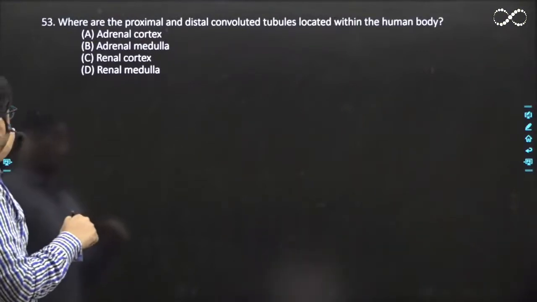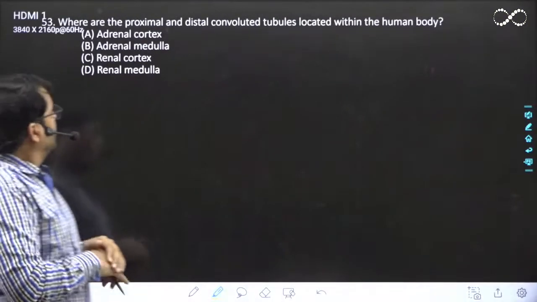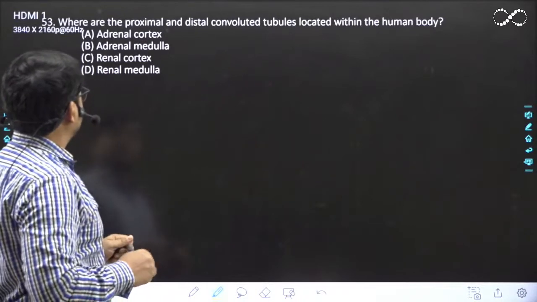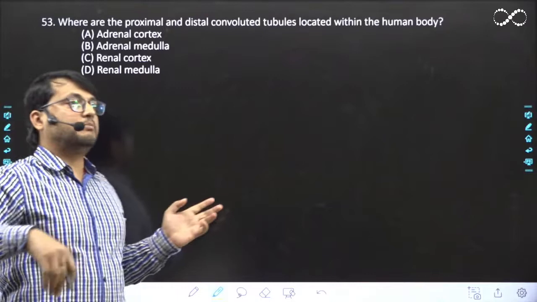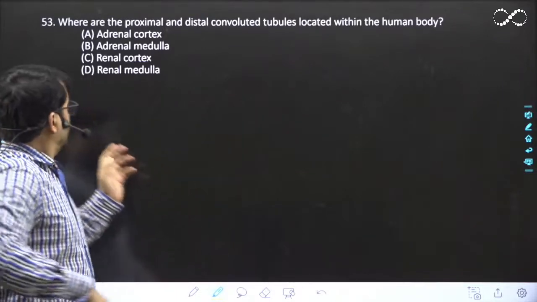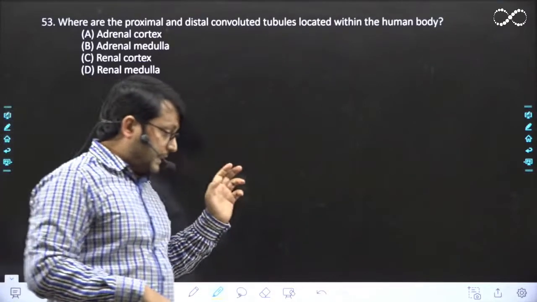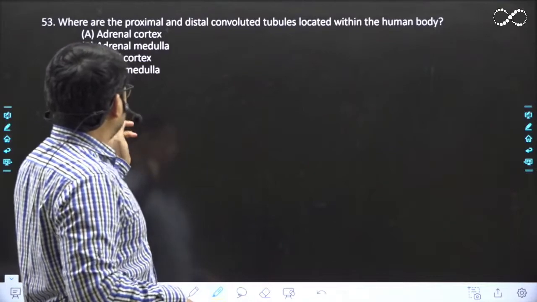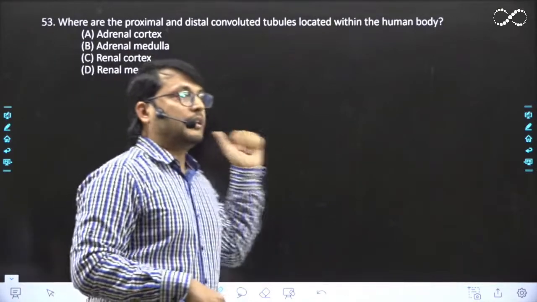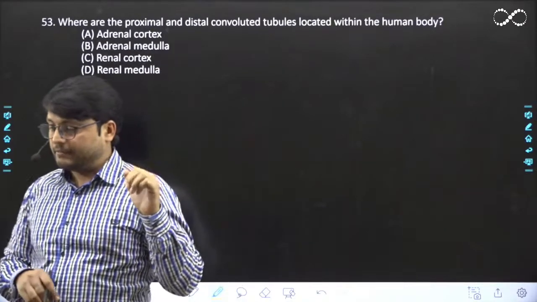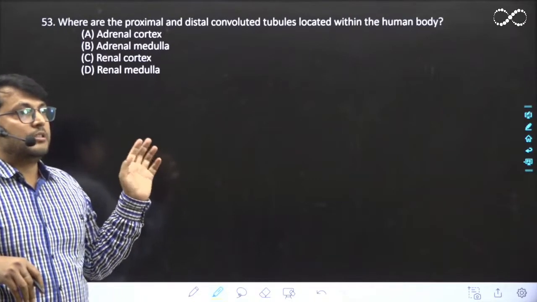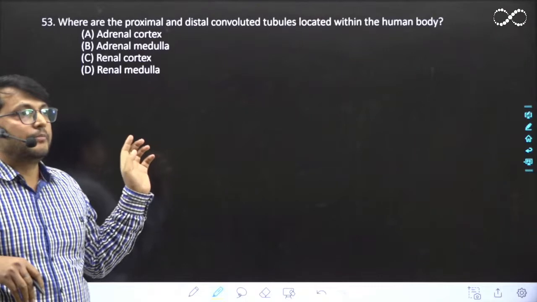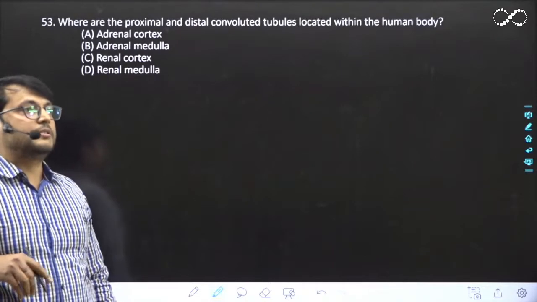And this question is question number 53, that is, where are the proximal and distal convoluted tubules located within the human body? Okay. Options are adrenal cortex, adrenal medulla, renal cortex, or renal medulla. Now, this is a very good question if you have a deeper knowledge of the nephrons, then only you will be able to answer. So I'm waiting for your comments. Do let me know.